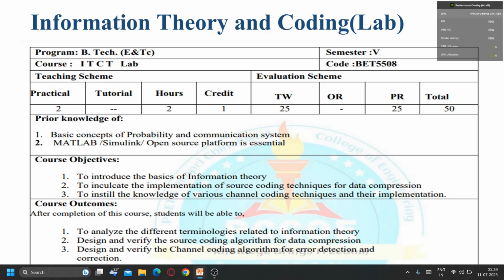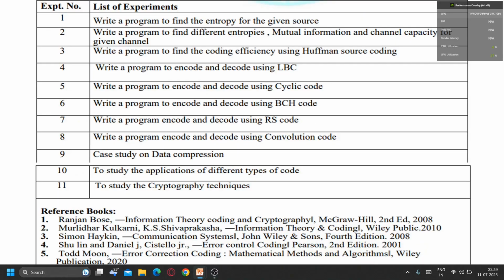This is the lab of information theory and coding. In total we have 11 experiments, out of which we are going to perform 8 experiments using MATLAB. This lab is in line with the theory, where we are going to implement some compression techniques and some channel coding techniques using MATLAB.